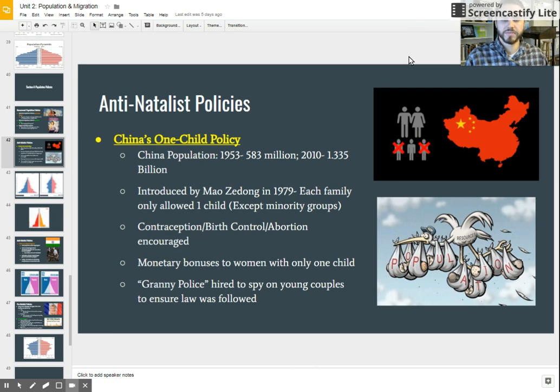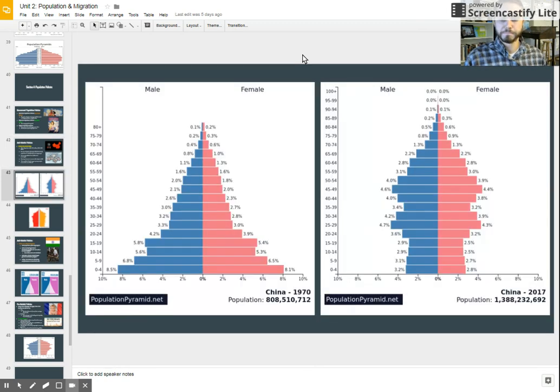They had different types of enforcement of this as well. You can see here they even hired elderly within the population to spy on families to make sure that they are only having one child. So there's a lot of negative consequences of this. But you can see here how fast they were growing, 583 million in 53, and by 2010, 1.3 billion, which is a huge population, obviously the largest in the world, and the reason why they instituted the policy.